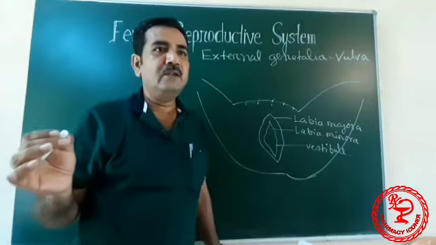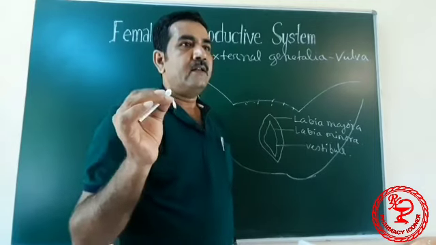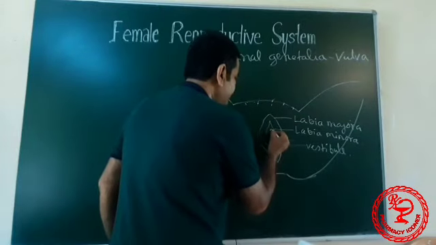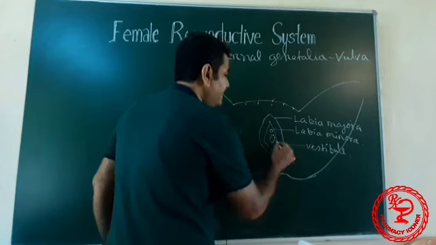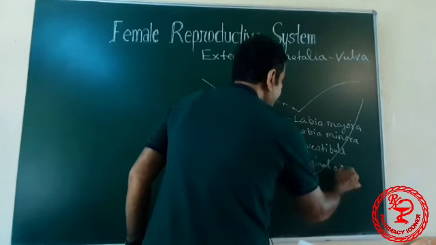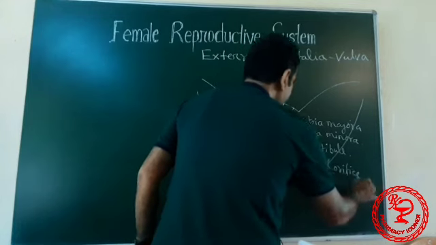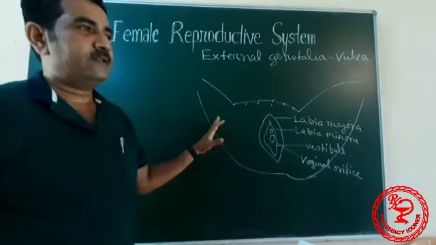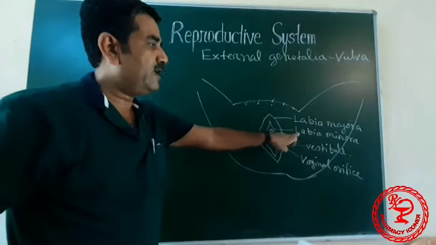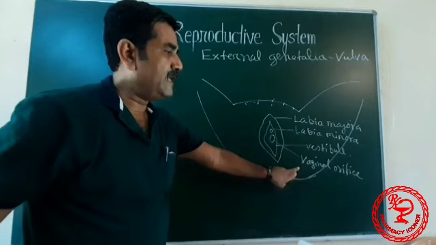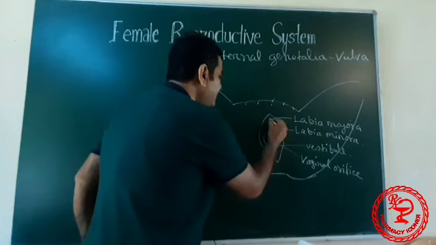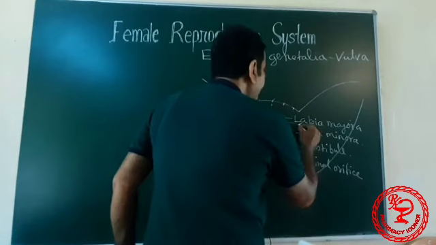Inside the vestibule there are the vaginal and urethral orifice. So now these are the different parts: labia majora, labia minora, vestibule and vaginal orifice. And here there is a pea-like formation, that is called clitoris.